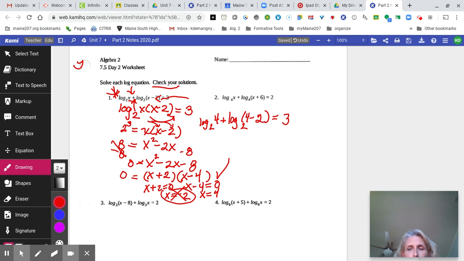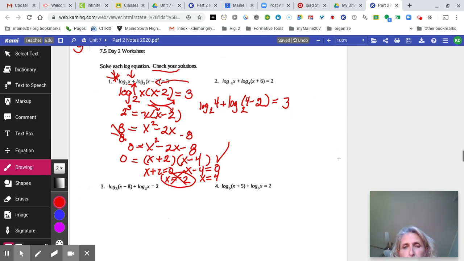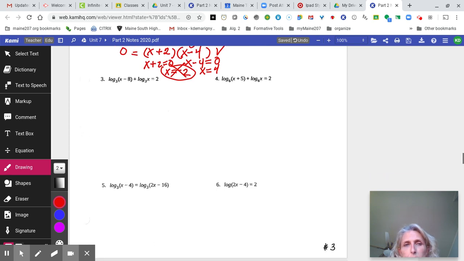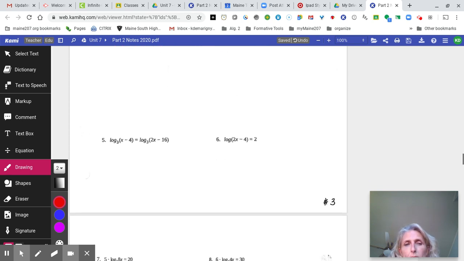So I'll leave the next one for you. So number 3, number 4, those are all done basically the same way. And then when I get down to number 5, do you see that I have the 2 logs on opposite sides? So I want to take a minute and show you what to do when I have logs on both sides. Do you see that this is log base 3 and this is also log base 3?